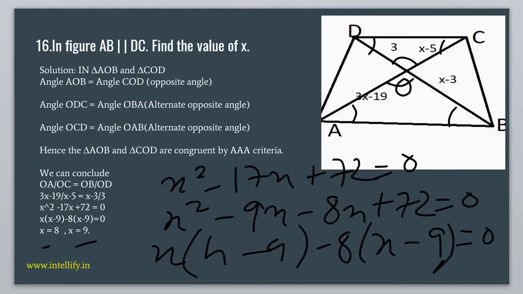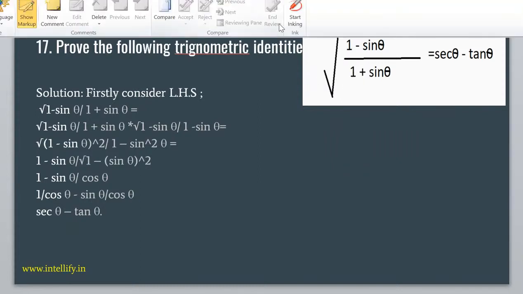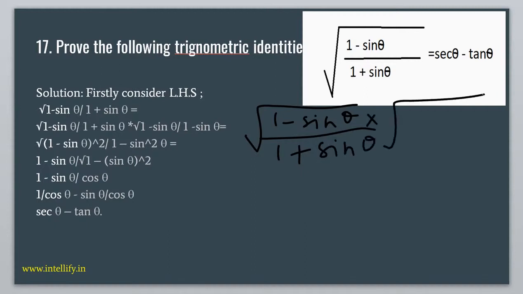Let's jump on to the next question. We have to prove the following trigonometric identity. We have been given the identity under root of 1 minus sin theta by 1 plus sin theta equals sec theta minus tan theta. So what we'll first do is rationalize this expression. Under root 1 minus sin theta by 1 plus sin theta, multiplying and dividing by 1 minus sin theta under root 1 minus sin theta.